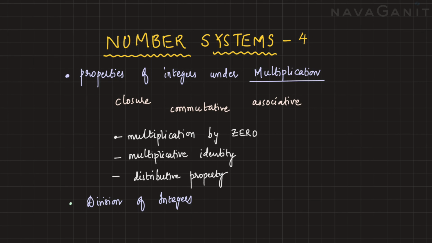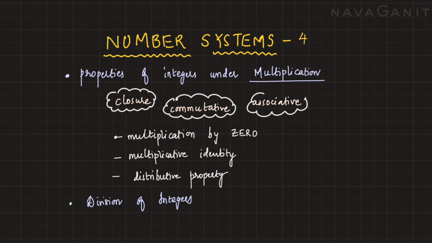Now let us continue with properties of integers under multiplication. In this we will begin by looking at the closure property, followed by the commutative property and the associative property. Then we will see what we mean by multiplication by zero, what is a multiplicative identity, and how a distributive property works in multiplication. Then finally we will be seeing division of integers.